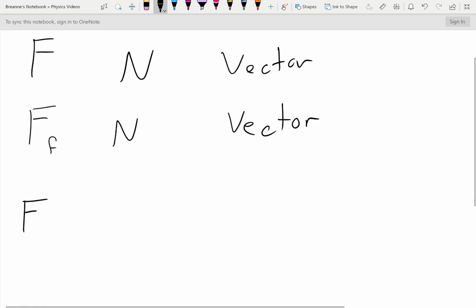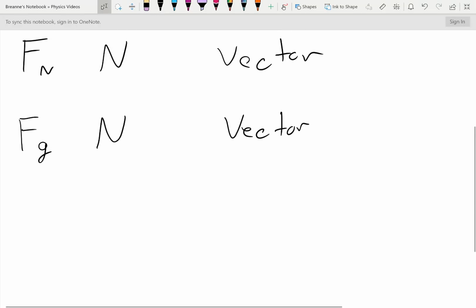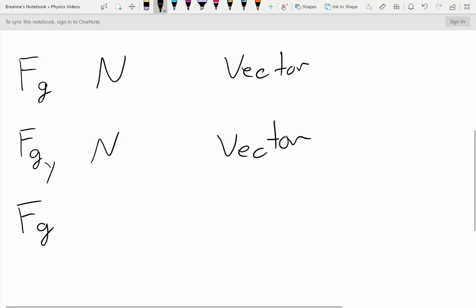Normal force is represented with an F with a sub letter N. You could do capital or lowercase, whatever floats your boat, again measured in newtons, and it is a vector. We have force of gravity. Force of gravity is represented with a sub letter g, again measured in newtons, and it is a vector. We have force of gravity in the y direction, F sub g with a sub y, still measured in newtons, and it's still a vector. Force of gravity in the x direction, so it's Fg sub x, newtons, vector.